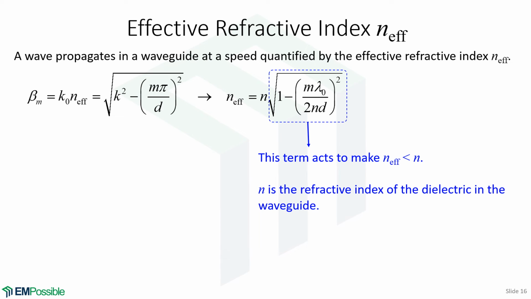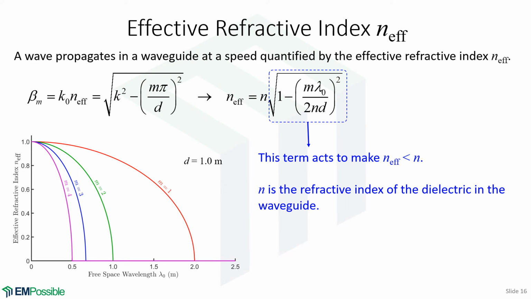Another thing to think about: under the square root, we have 1 minus something. That's making this argument less than 1. So the effective refractive index is becoming less than the refractive index of the material between the plates. So think about this. What if the material between the plates is air? Are we creating something between those plates that actually travels faster than the speed of light?